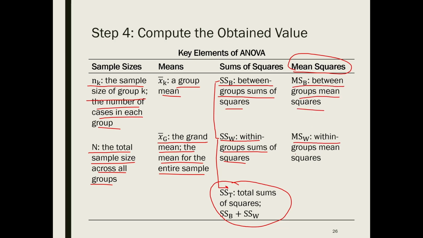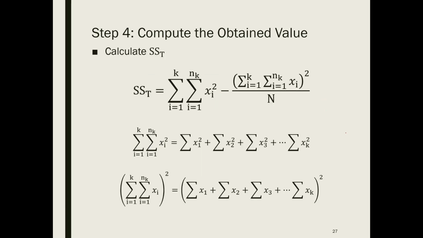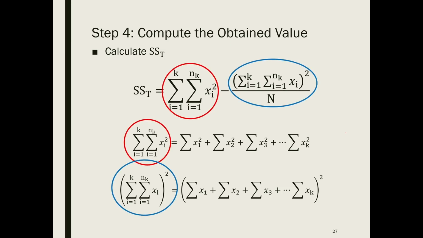MSW means within group mean squares. If you go back to look at the definition of the F-test, you will know that what we are comparing is the ratio of this one and this one. Okay, so SST, we are going to calculate the SST like that. It looks a little bit complicated, but I'm going to simplify that.